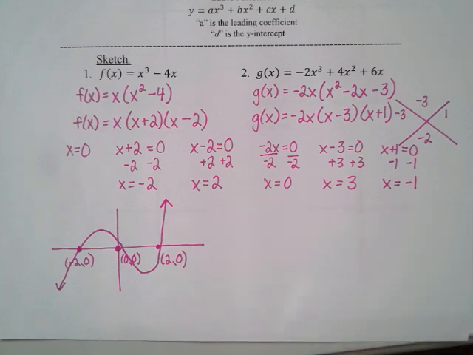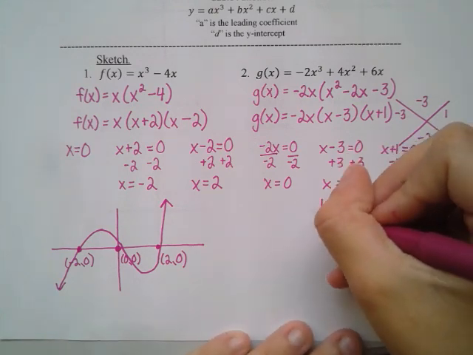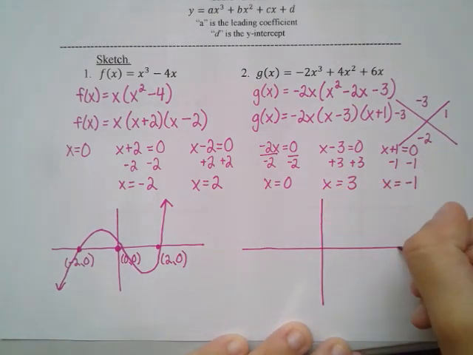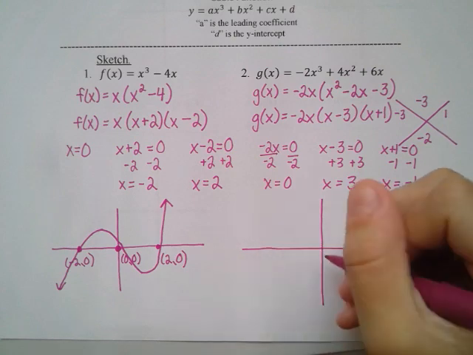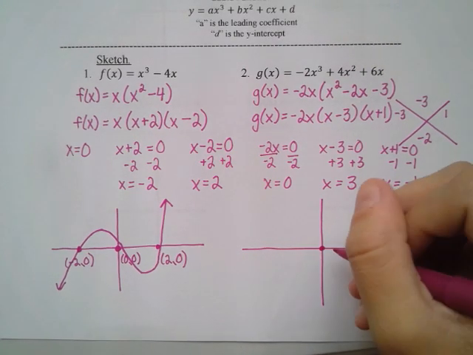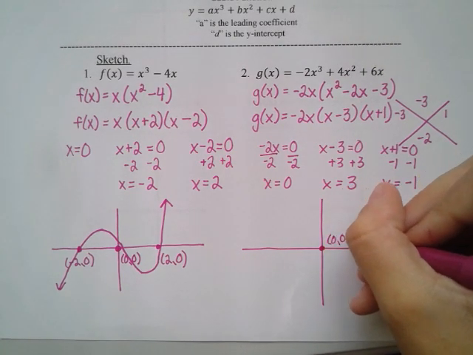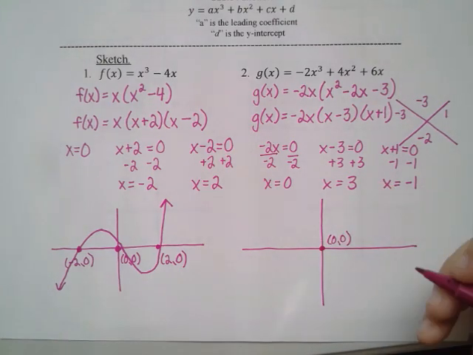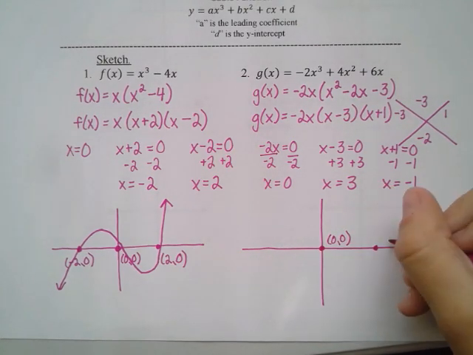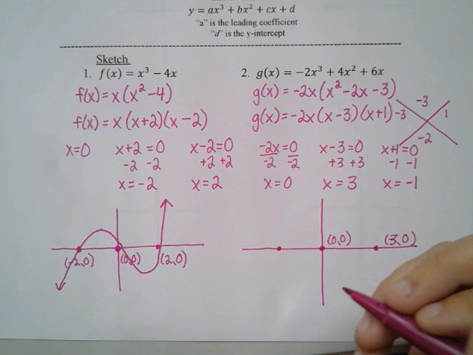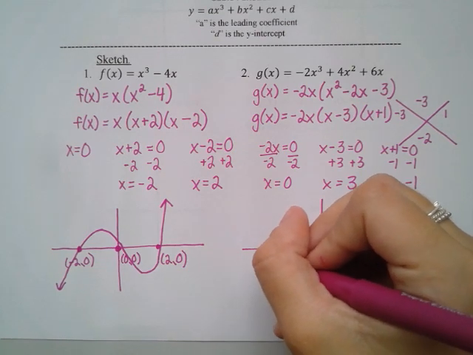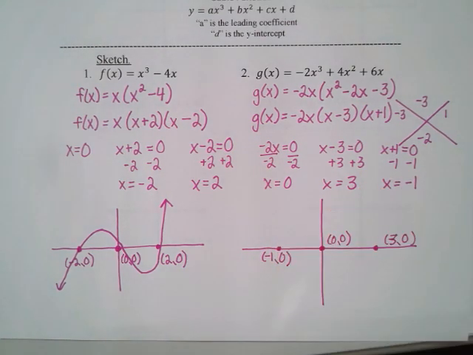Now that I have my x-intercepts, all I have to do to sketch my cubic function is plot my points and then decide which direction my arrows need to be in. I know I'm going to have a point at 0, 0. I know I'm going to have a point at 3, 0. And I also know that I'm going to have a point at negative 1, 0.